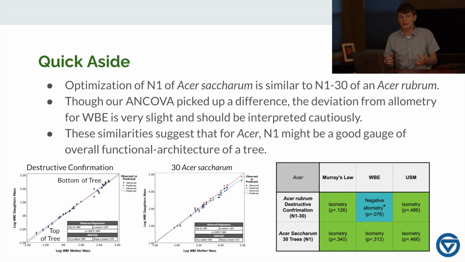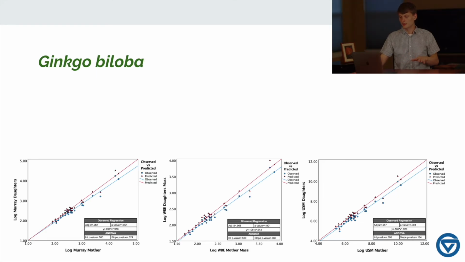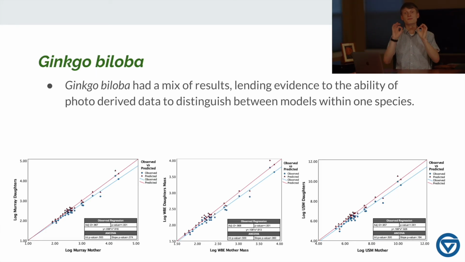It's the same story, which I think is consistent with what we would expect. Now, those are the kind of figures and data, if you want to really dig into that for what I just talked about. But I want to move on to ginkgo biloba. Ginkgo biloba had a mix of results, and that lends evidence to the ability of photo-derived data to not just distinguish between species, but inside of one species to distinguish between the models.